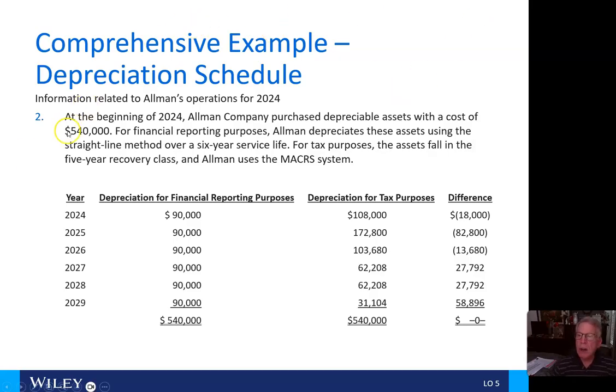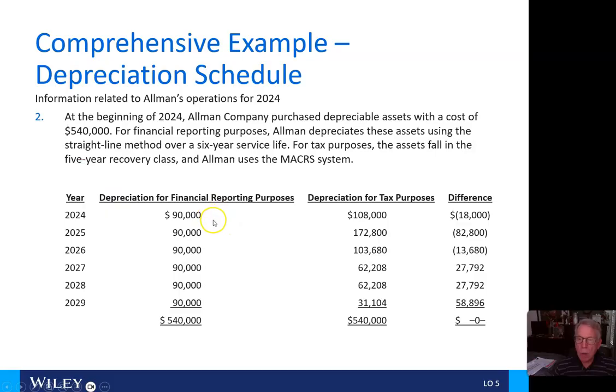Okay, let's take a look at number 2 here. At the beginning of 2024, Allman Company purchased depreciable assets with a cost of $540,000. For financial reporting purposes, Allman depreciates these assets using the straight line method over a 6-year service life. For tax purposes, the assets fall in the 5-year recovery class, and Allman uses the MACRS system.